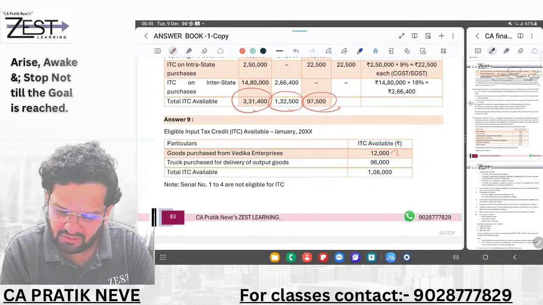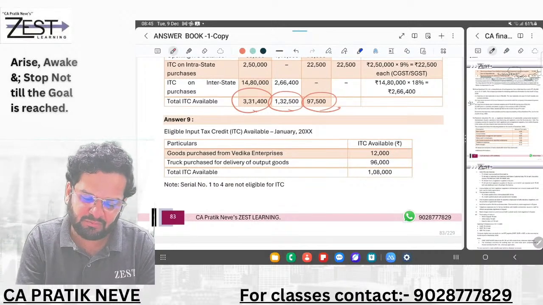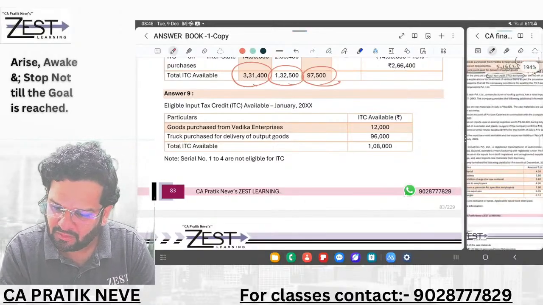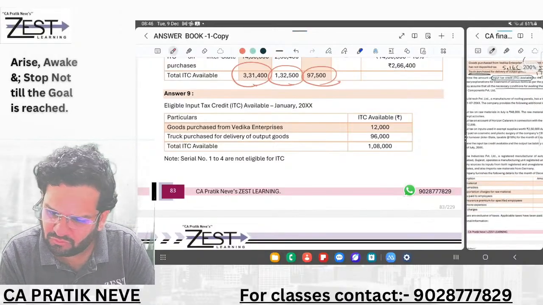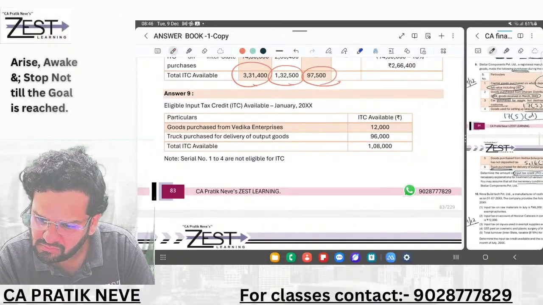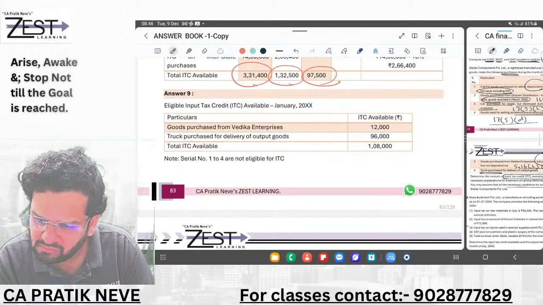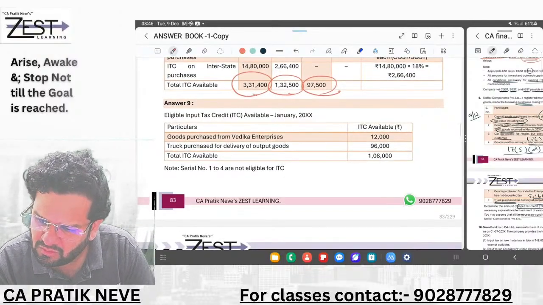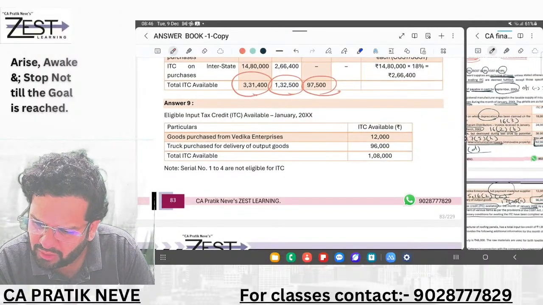Yes. So basically, since it is plant and machinery, for Vedika, capital goods, so you cannot claim.